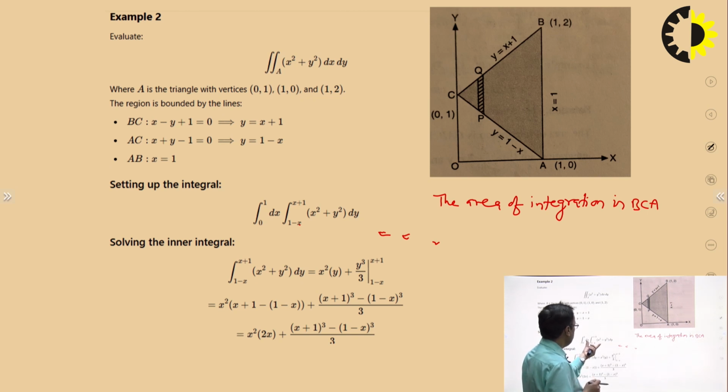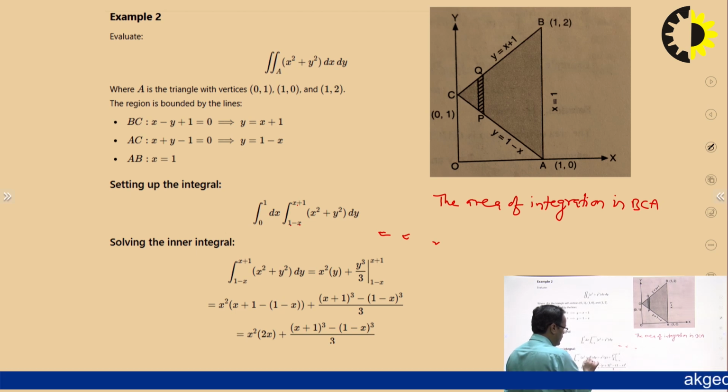So first of all, we integrate with respect to y since the limit is in x. Taking dx as constant, we integrate from 1 minus x to x plus 1 of x square y square dy. Since the limit is in terms of x, we integrate first with respect to y. x square into y square, and the integration of y square is y cube by 3, with limit 1 minus x to x plus 1.